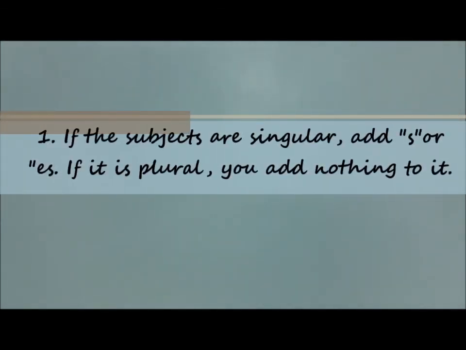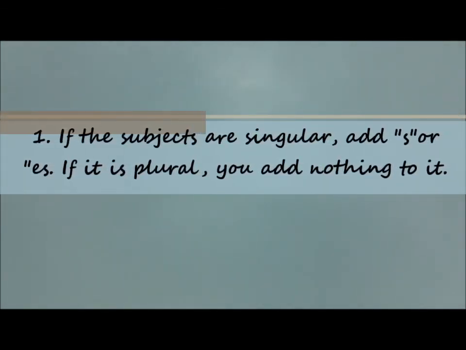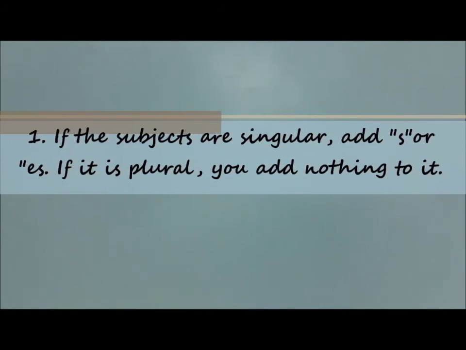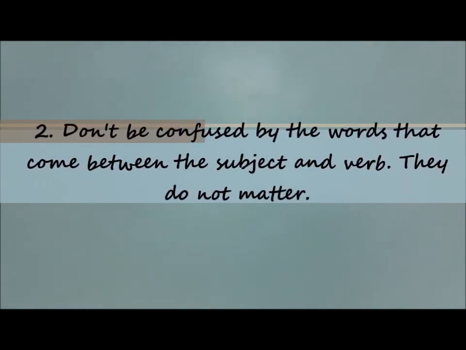Let's recap rules number 1 to 5. Rule number 1. If the subject is singular, add s or es to the verb. If it is plural, you add nothing to it. Rule number 2. Don't get confused by the words that come between the subject and the verb. They do not matter.